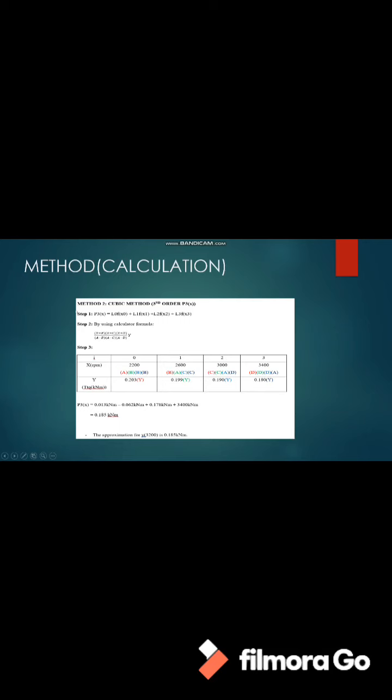After that, this is method 2, which uses the cubic method. The cubic method is third order. The equation has 4 data, and this is the calculation formula, and we calculate and we get the answer for P3(x), which is 0.185 kNm.